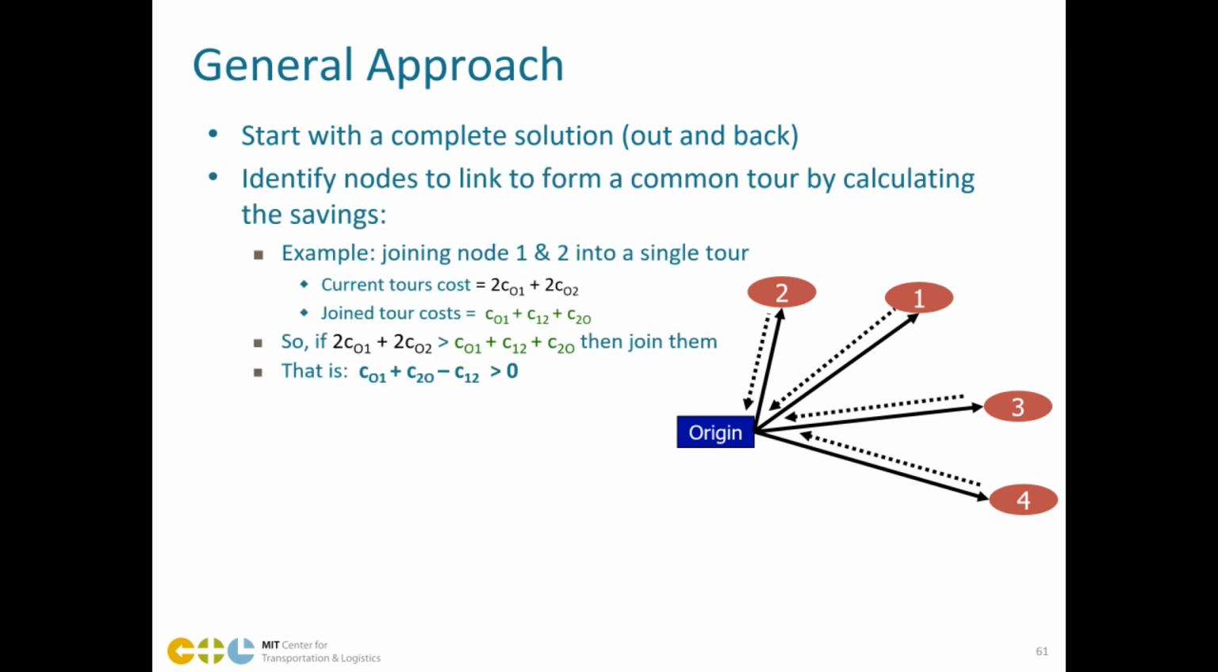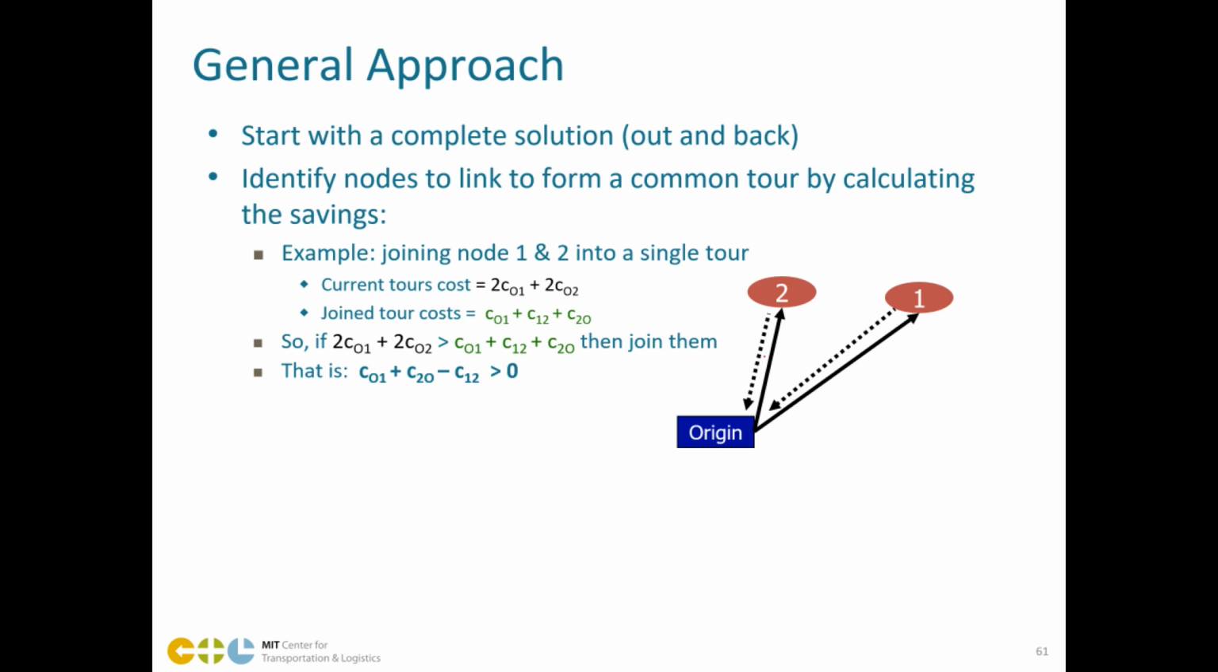Then I want to identify potential nodes to link together. So let's look at this. I'm going to do this by calculating what's known as the savings equation. The current solution for nodes 1 and 2, the current cost is 2 times the distance going from origin to 1, right? One going there loaded and one coming back unloaded, plus 2 times the cost of going from the origin to 2, right? Because I have to go and come back. So I have 2 out and backs, one to node 1, one to node 2.